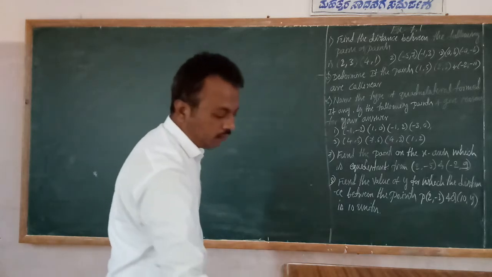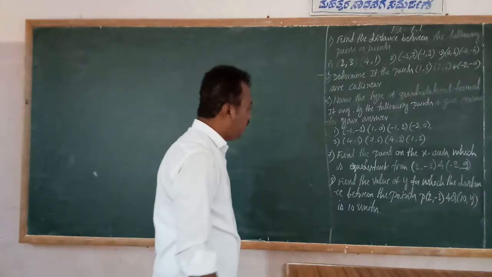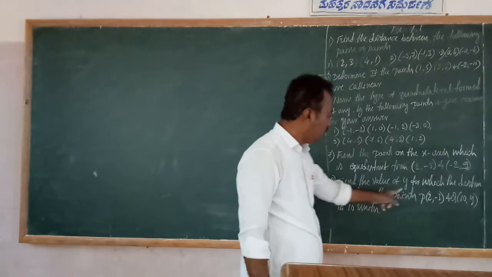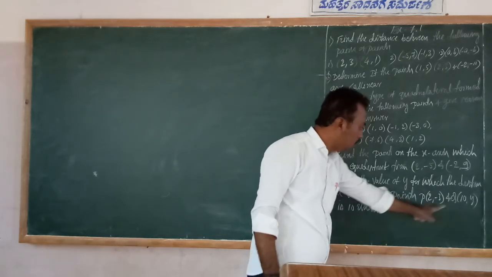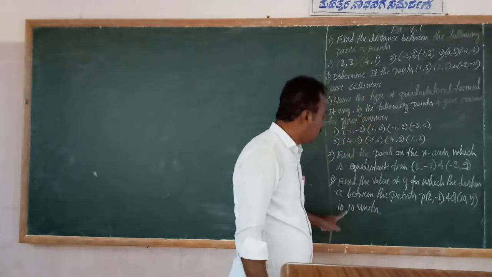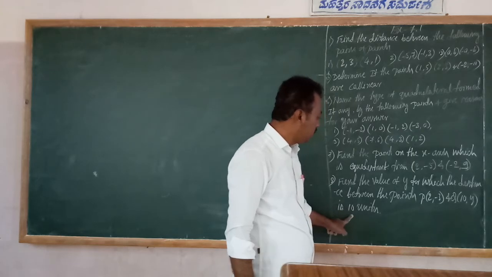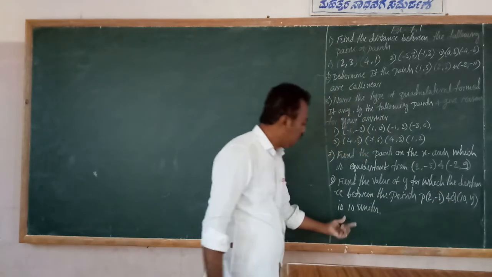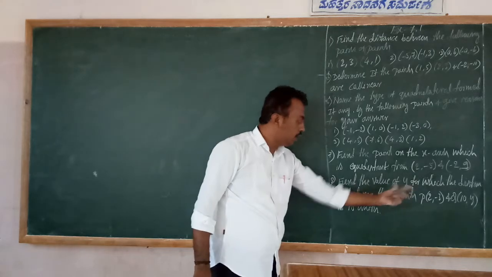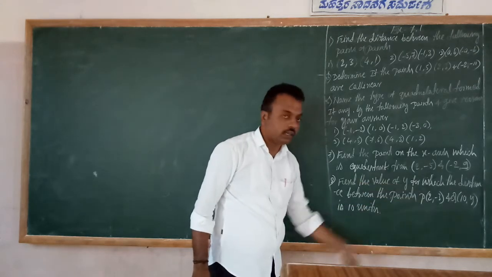Question number 8. Find the value of y, for which the distance between the two points (2, -3) and (10, y) is 10 units. The distance between the two points is given, and we have to calculate the y value.